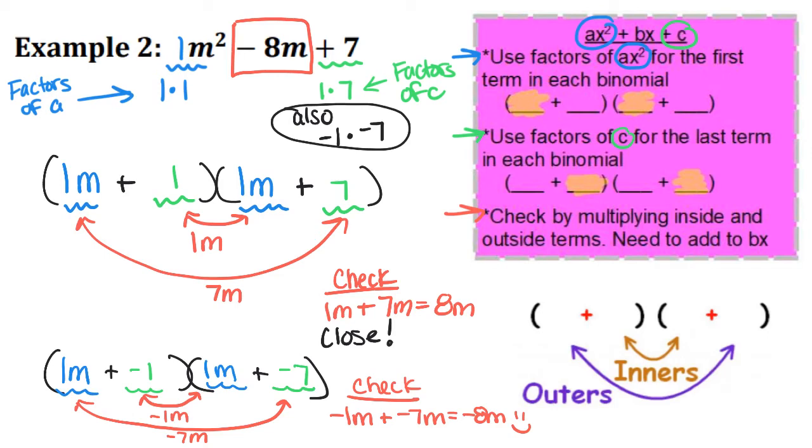So this one is a good example to note that when you're listing your factors for a positive number, typically we will use the two positive numbers, but consider the fact that you may want to use two negative numbers. So in this case, our final answer had the 1m plus a negative 1 and the 1m plus a negative 7.